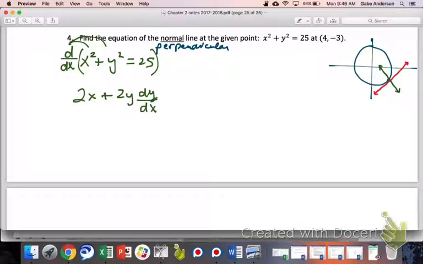2y times dy dx. If you watch the video, the hope is that you understand why that showed up there and not on the other one. And then finally, take volunteers for the last one, d dx of 25. What is it, Caitlin? 0. Yay, we like that one.